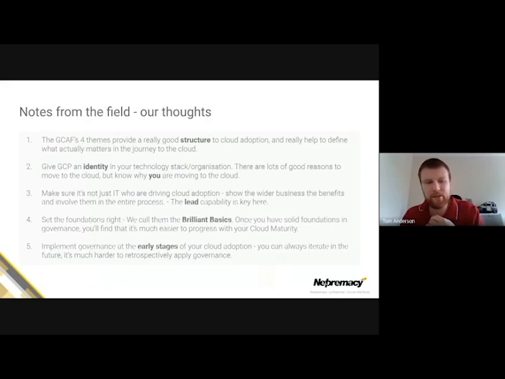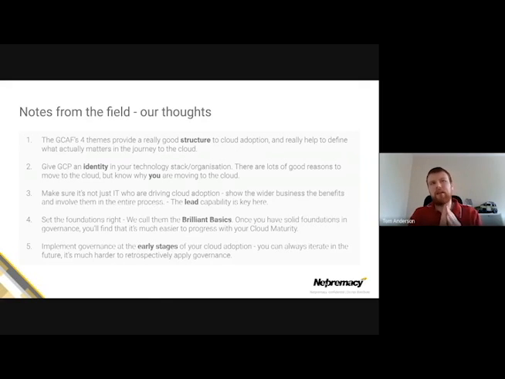Well, actually, the cloud adoption framework's 4 themes provide a really good structure to cloud adoption. As Alex mentioned, there are lots of different work streams, lots of different areas. It's really important to make sure that we focus that effort in the areas that are important to us. It's really useful to use that adoption framework to define what actually matters to you in your journey to the cloud. Trying to tackle everything all in one go is an absolute recipe for disaster. Focus on those areas that you want to get a little bit better in your maturity.